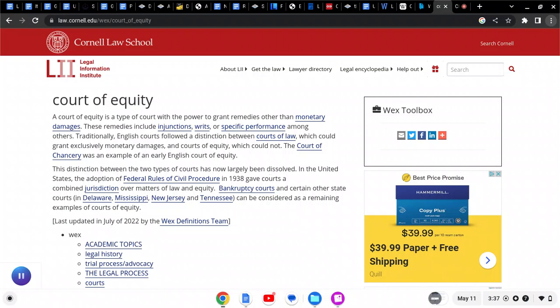This is because they've merged all of these courts into one court, y'all. In the United States, the adoption of the Federal Rules of Civil Procedure in 1938 gave courts a combined jurisdiction over matters of law and equity. What was that case in 1938? Erie Railroad versus Tompkins. 1938. I think that's what they're referencing in there without saying it. Bankruptcy courts and certain other state courts, such as Delaware, Mississippi, New Jersey, and Tennessee, can be considered as remaining examples of courts of equity.